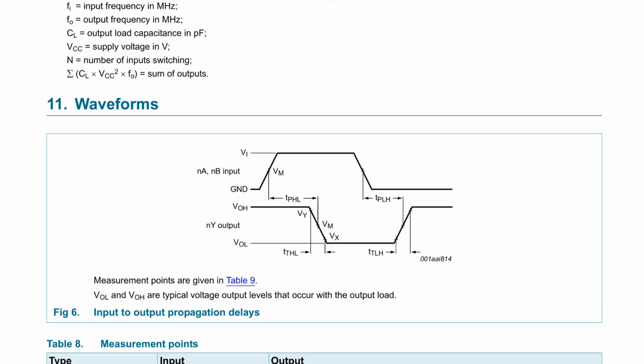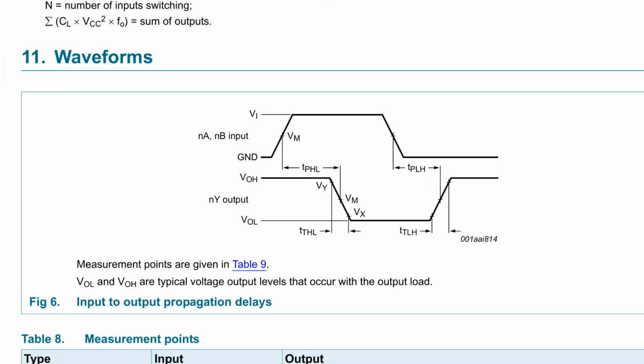And look, this one gets quite intricate. Look at this, TPHL there. What on earth is that? Well, T, time, P, propagation, H, high, L, low. So it's the propagation delay time when it transitions from high to low output. So that's a combinatorial parameter that includes the transition propagation delay time plus the output transition delay time.